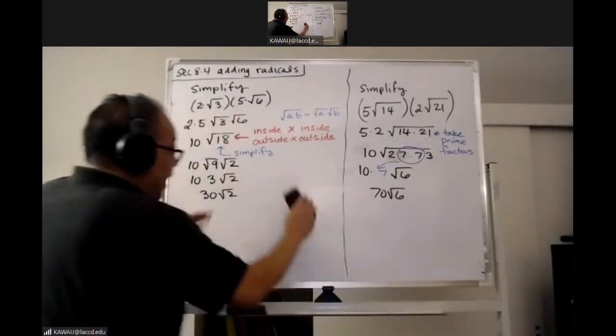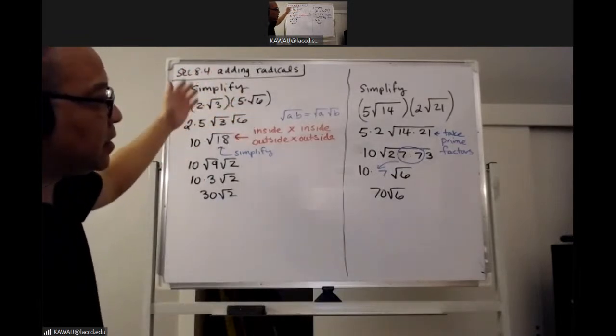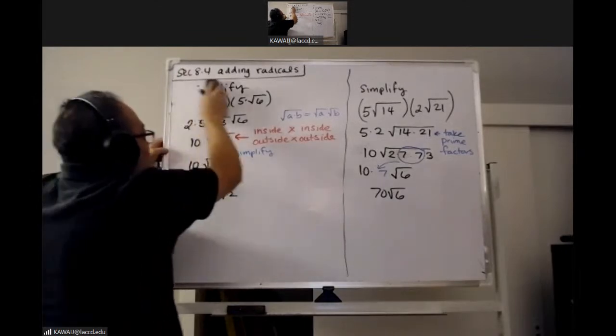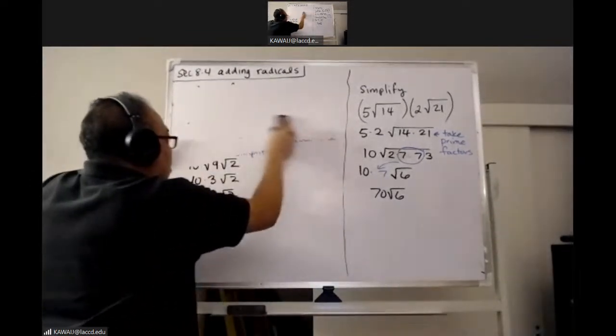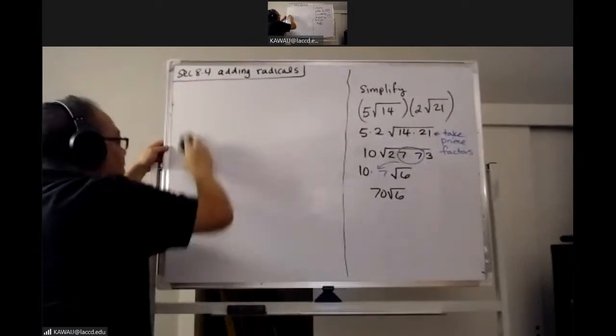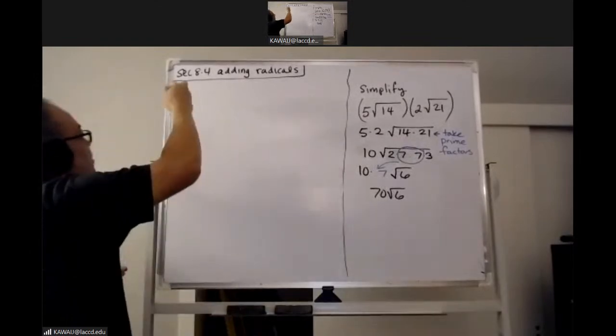Okay, so that's how you do multiplication. You multiply the outside with the outside, the inside with the inside, and then you simplify. Now, addition is always combining like terms. Whether it's exponents or polynomials or radicals, it's combining like terms. It's this game that we always play.